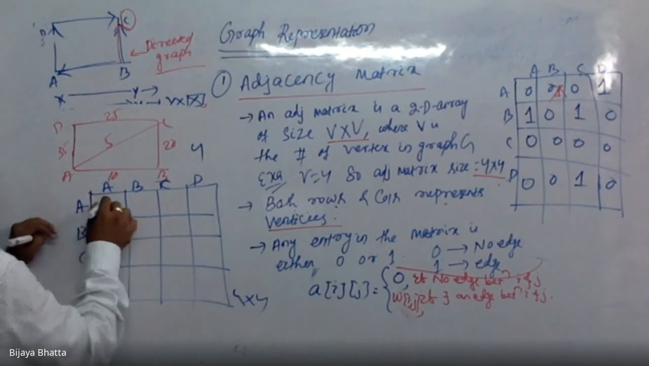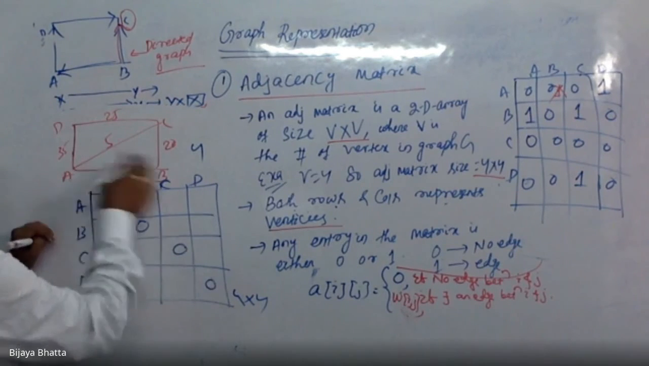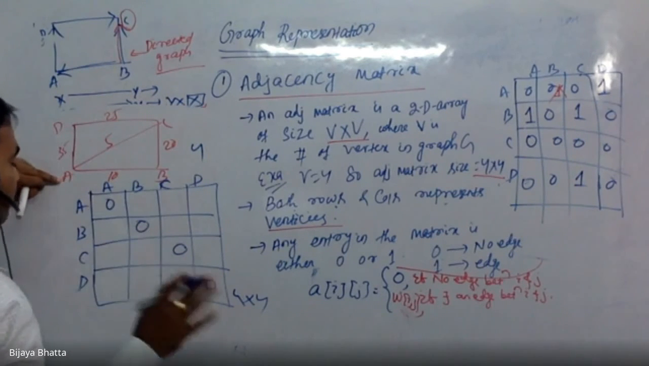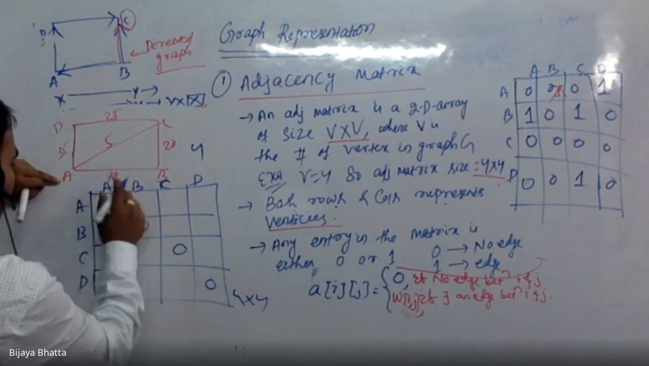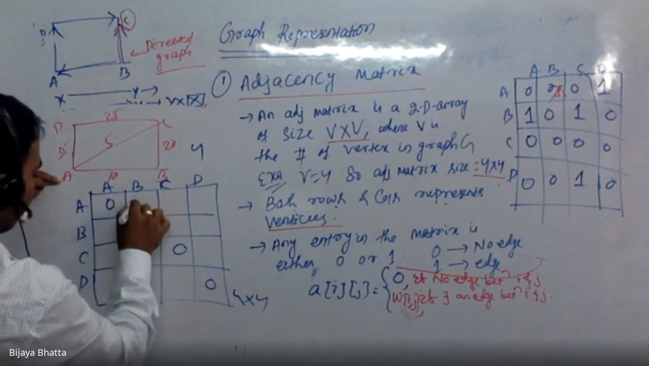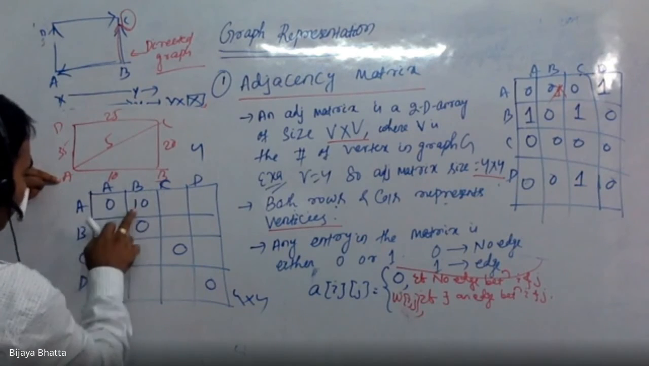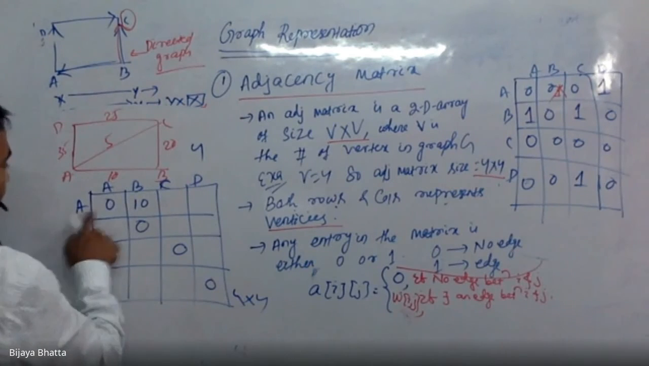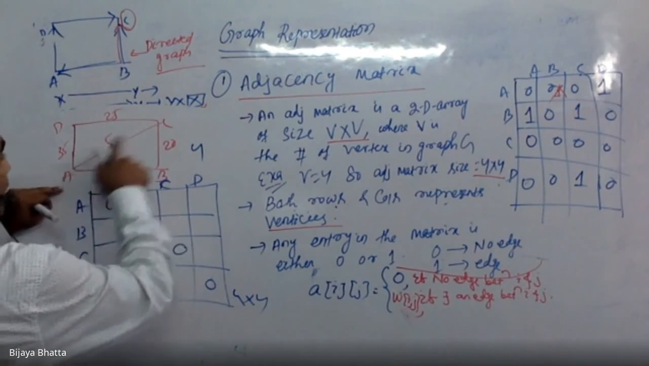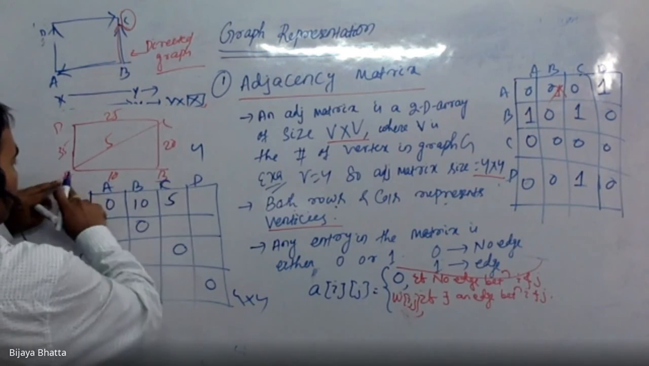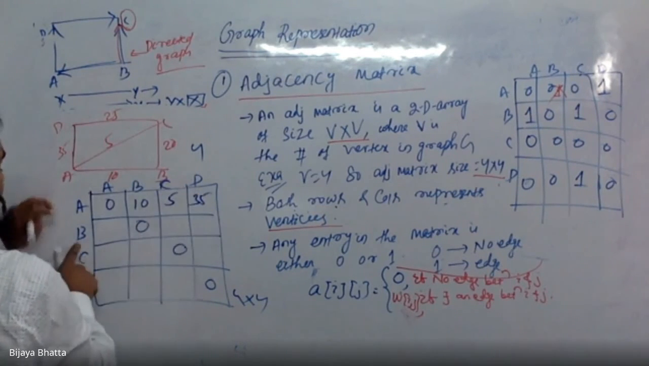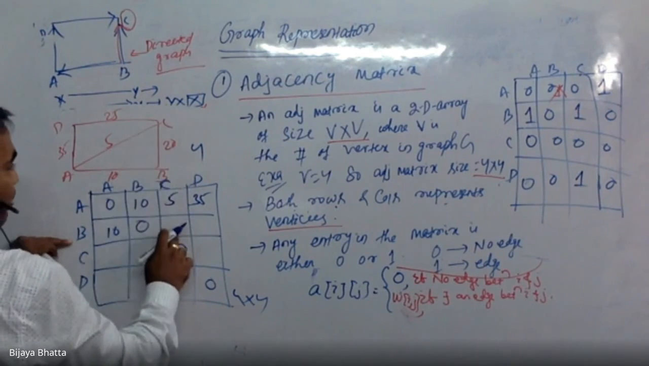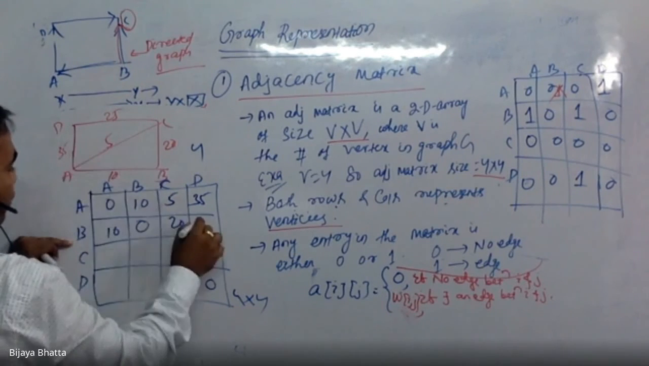A to A is 0, they are not connected, there is no self loop. A is connected to B, but this time I'm not going to put 1, rather I'll put 10, because there is an edge from A to B of weight 10. A to C is connected, so it is 5. A to D is 35. B to A is 10. B to C is connected, 20. B to D is not connected, so 0.